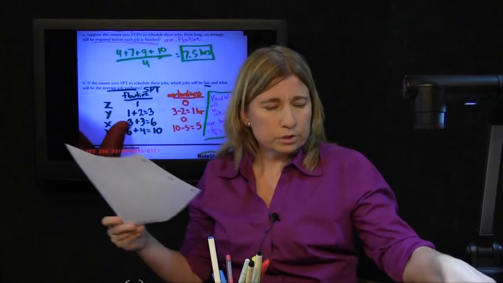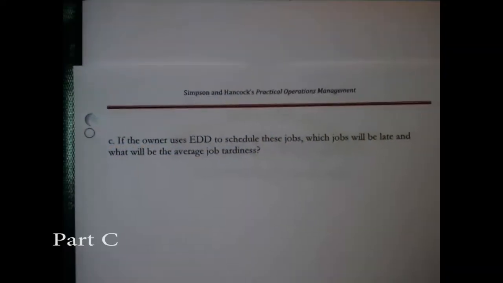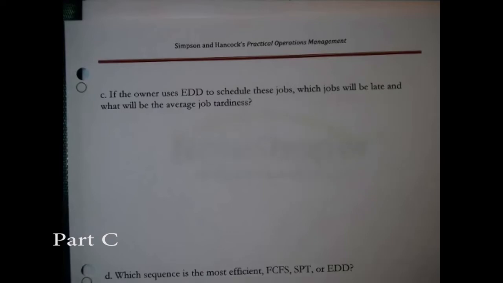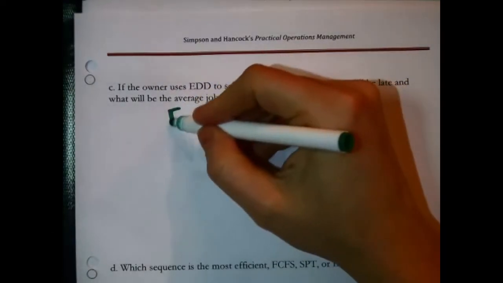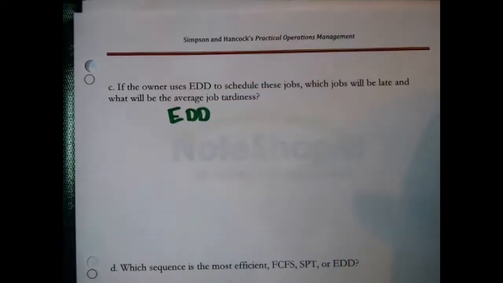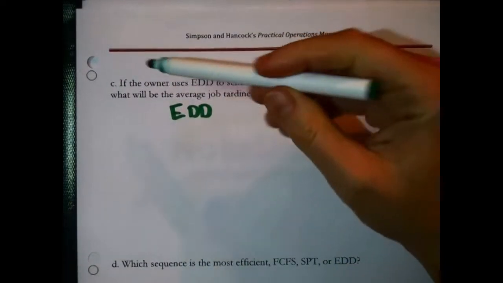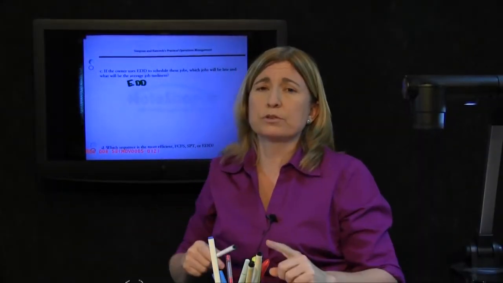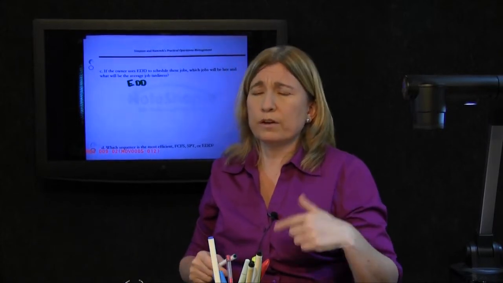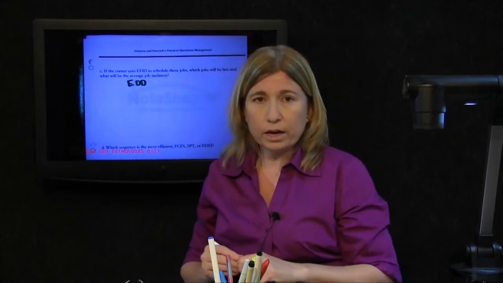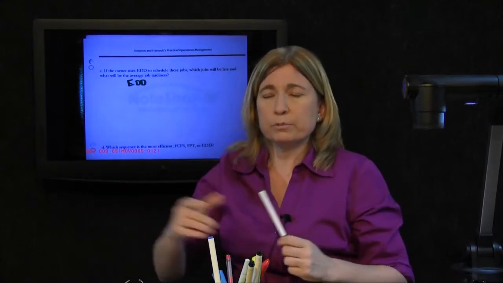What else do they want to know? If the owner uses earliest due date, now we're talking about a different rule, earliest due date, which jobs will be late and what will be the average lateness. Oh, okay, so this is essentially the same exercise as the question before, except we have to generate a different sequence because they're asking about a different rule. Which means that we still go through the same steps.